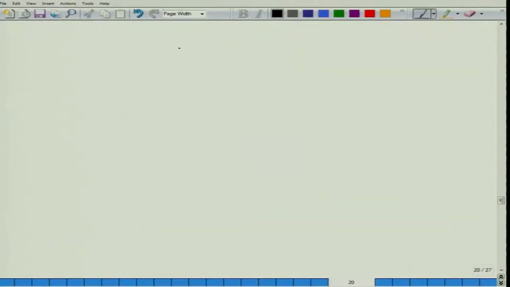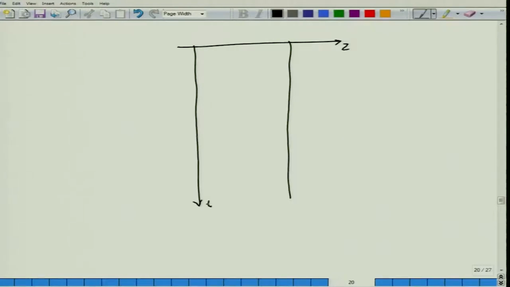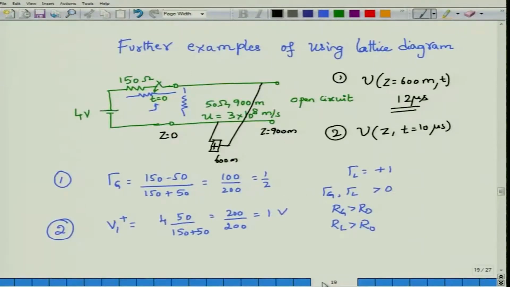On one axis we draw the z axis, and down here I will draw the time axis. Okay. So I know what is the length of the time delay of the propagation. In order to find the time delay, I go back to this circuit. I know that the length of the transmission line is 900 meters. So the time delay will be given by 900 meters, and we know that the velocity is 3 into 10 to the power 8 meters per second. So this is about 3 microseconds.